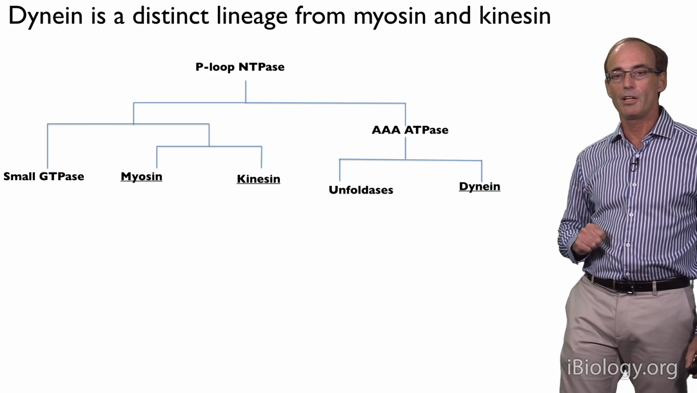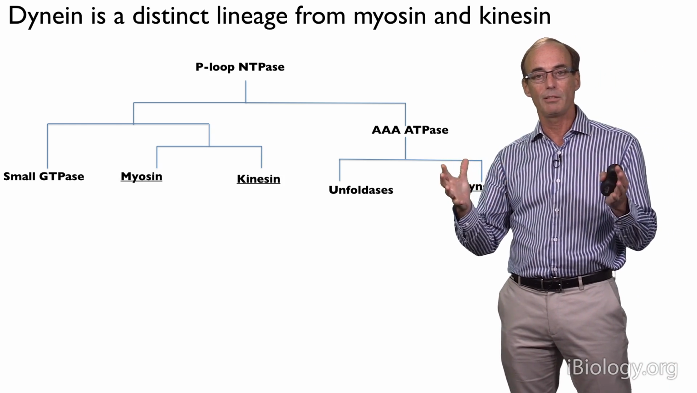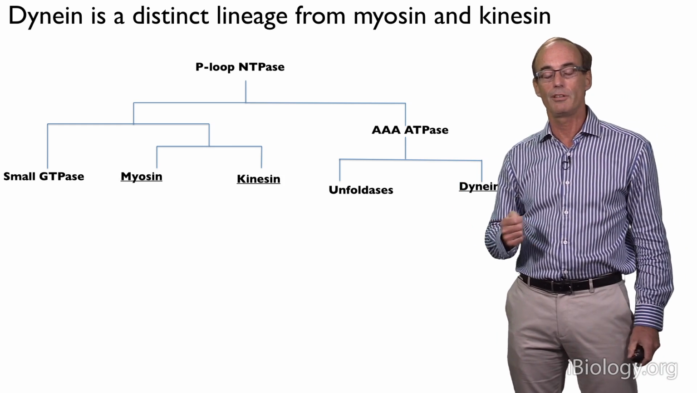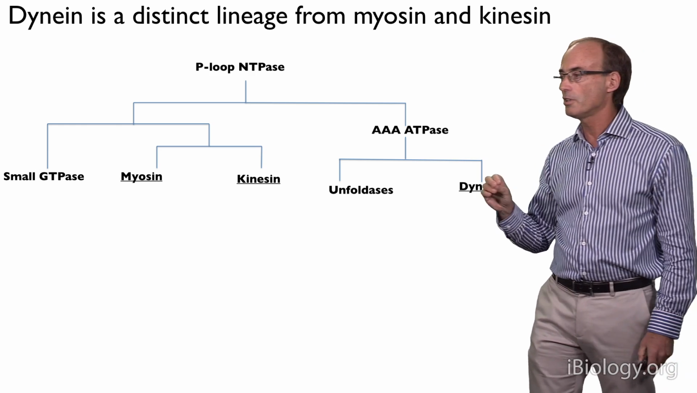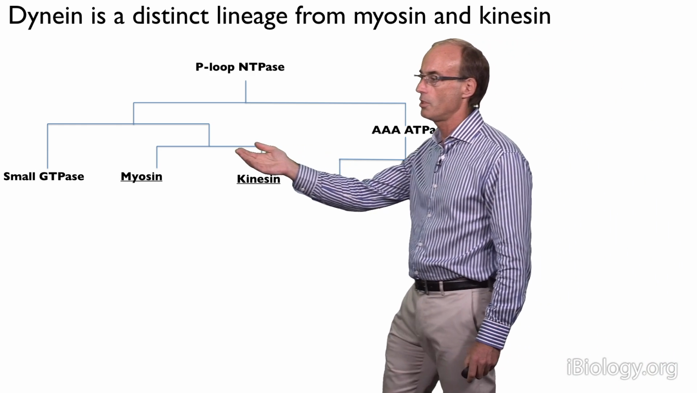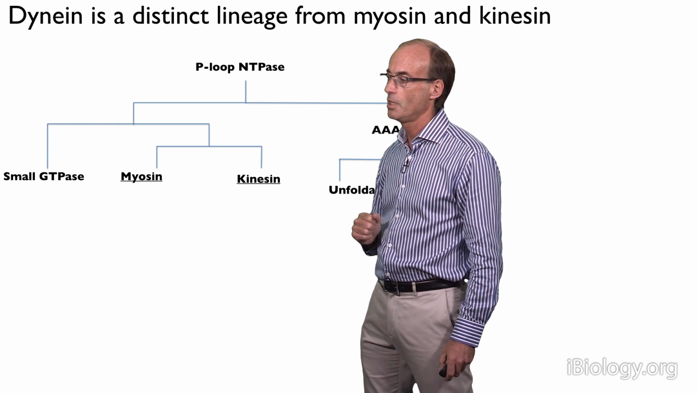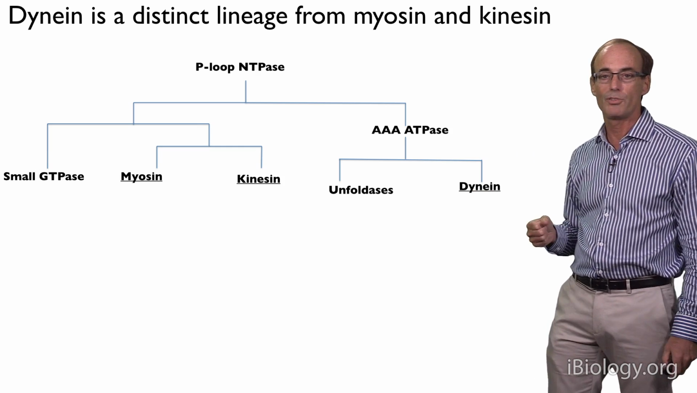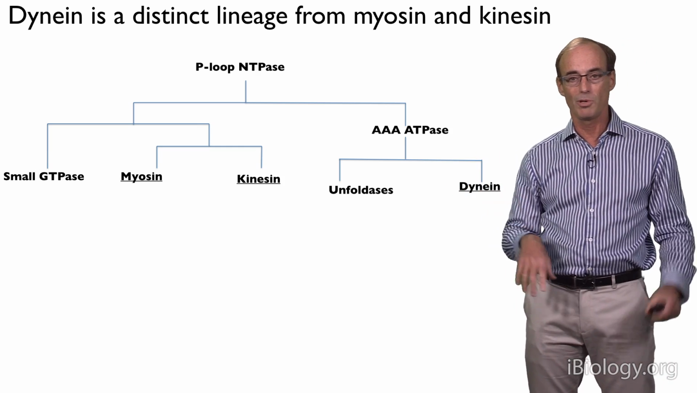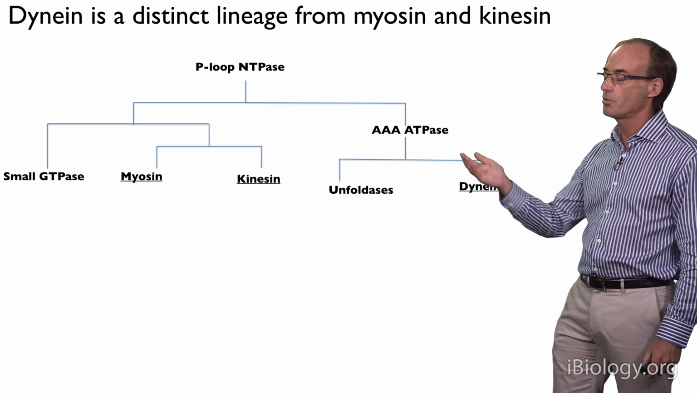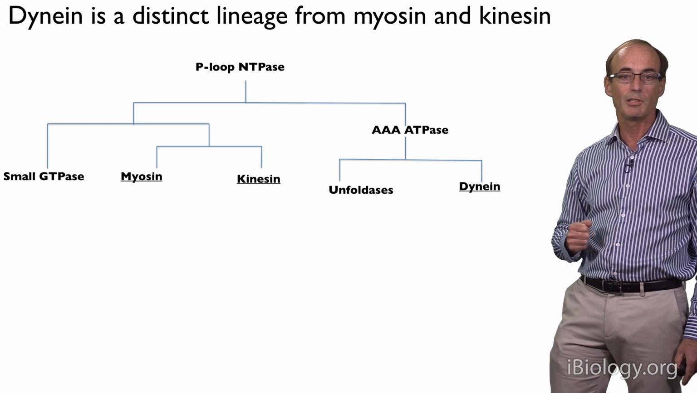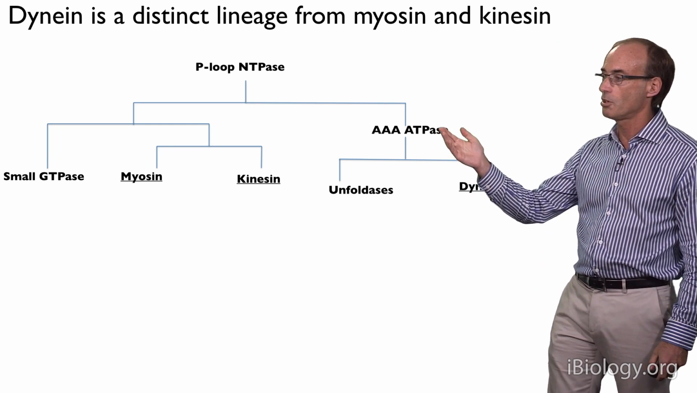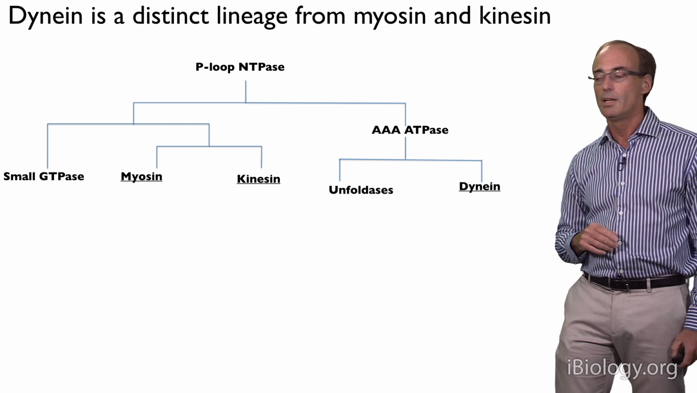Now, in the first iBiology talk, I told you that myosin and kinesin, in fact, are relatively similar to one another. They're similar in structure, and they clearly evolved sometime in evolution from a common ancestor. But even though kinesin and dynein both operate on microtubules, they're not at all related to one another. In fact, dyneins emerge from a completely different evolutionary lineage of ATPases, and they belong to a group of ATPases that are called the AAA ATPases.